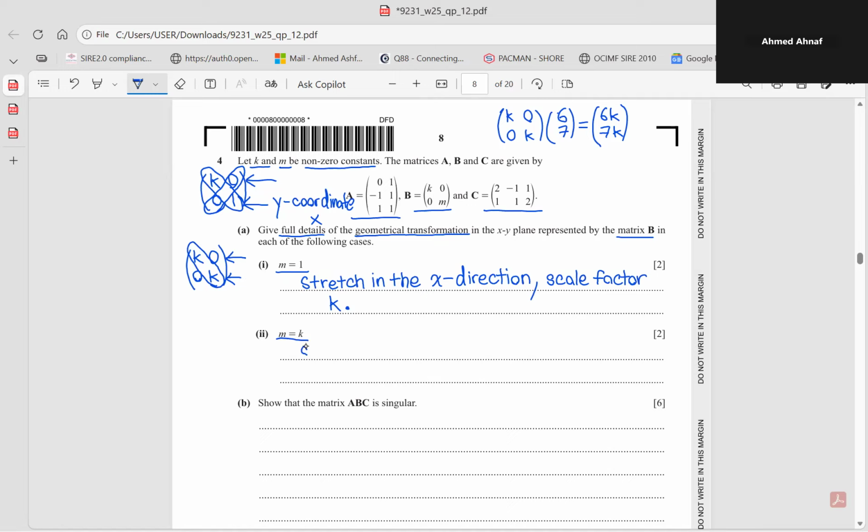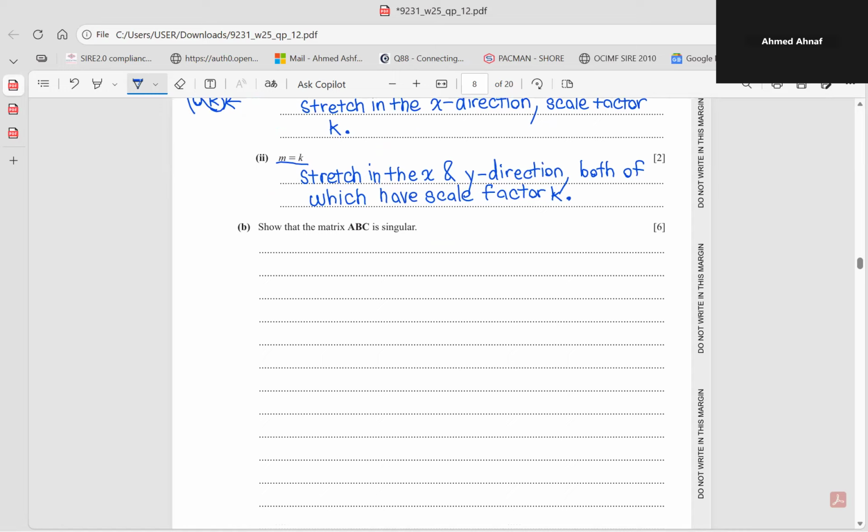So we can say that this is basically a stretch in the x and y directions, both of which have scale factor k. So yeah, this would be our final answer for this first part. Let's move on to the next part.